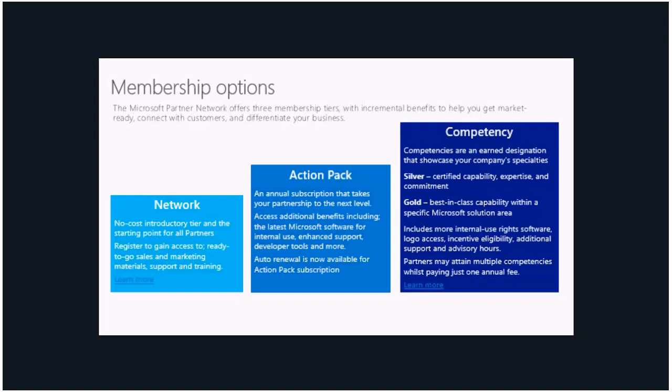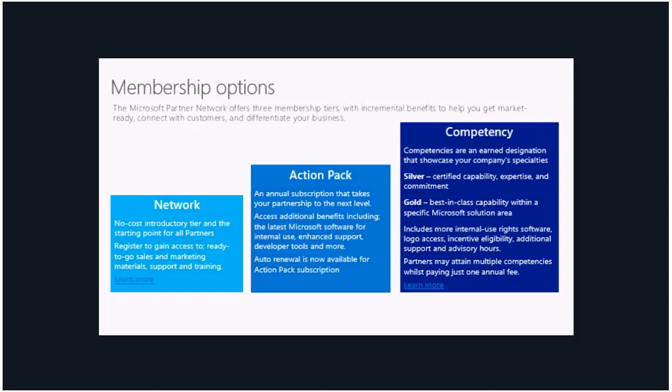So when you begin your journey with Microsoft, you're able to sign up as a network partner, which is a no-cost introductory tier. You get access to the portal, access to all the sales collateral and marketing collateral, support and training at no cost. The next tier we have is what we call the Action Pack, or as an acronym, which you would have heard, the MAPS.